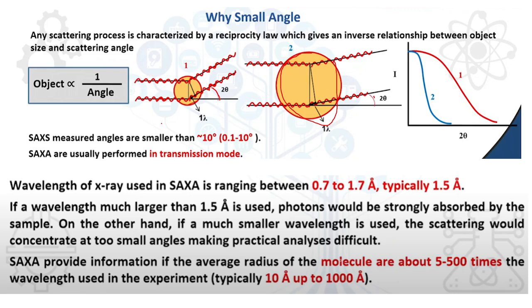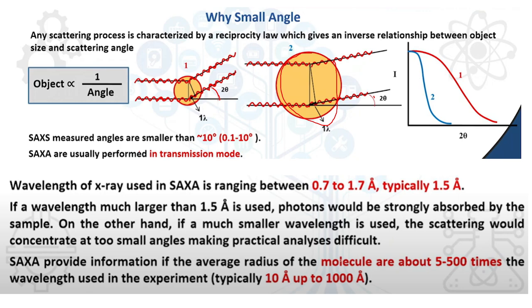Quantum mechanically, any electromagnetic radiation is a packet of photons. So if the wavelength is much larger, more than 1.5 angstrom, photons will be strongly absorbed by the sample. On the other hand, if a much smaller wavelength is used, the scattering would concentrate at too small an angle, making the practical analysis difficult. So that's why we should keep the wavelength around 1.5 angstrom.